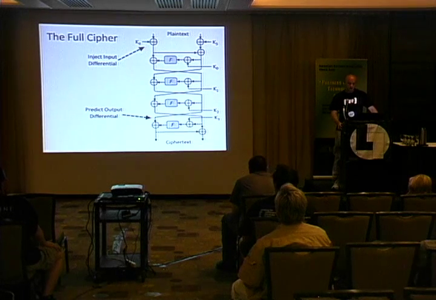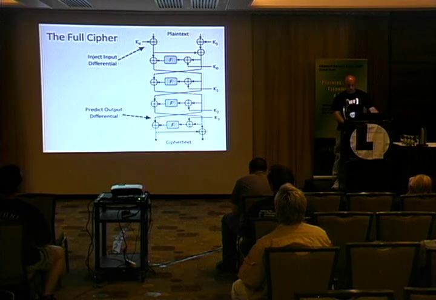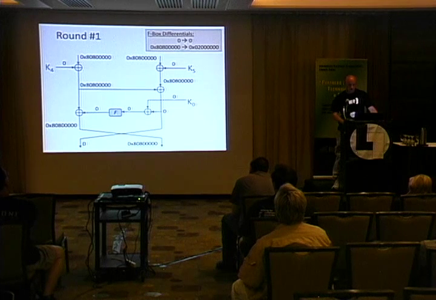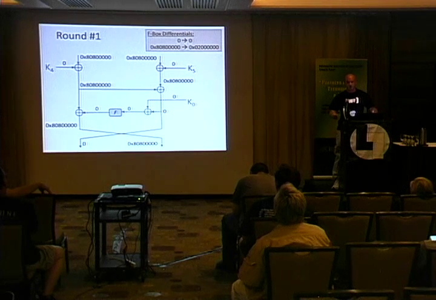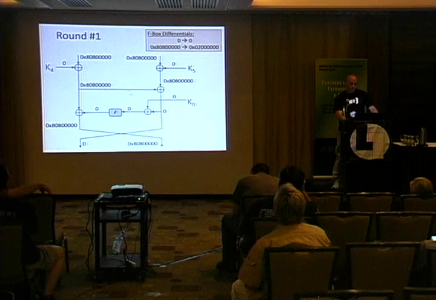So again, the way we do this is we inject an input differential at the beginning, and we predict it at the input to the last round. And this is how the whole thing flows. At the beginning, we just send in 80-80 and 80-80. The first 2 subkeys mix in with zeros, but it doesn't affect it because the differentials are zeros. So it just goes straight through.